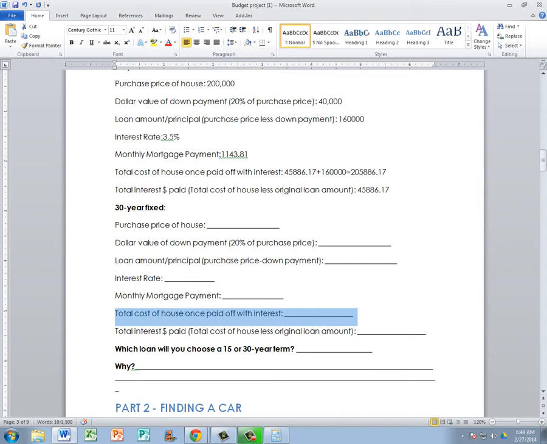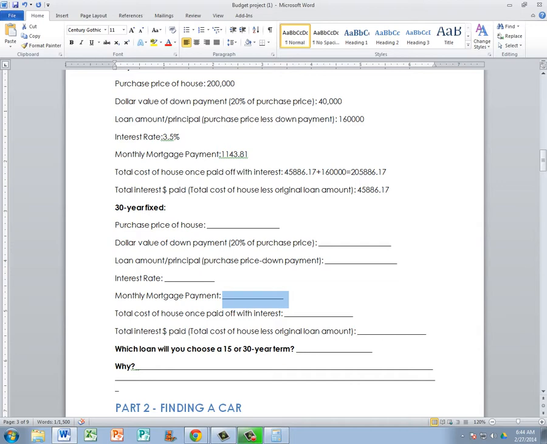It will be higher because your interest rate was higher and you're paying more in interest. So over the life of the loan, it's actually going to be more expensive to do a 30-year than it is to do a 15. But monthly budget speaking, it will be cheaper to do the 30-year.